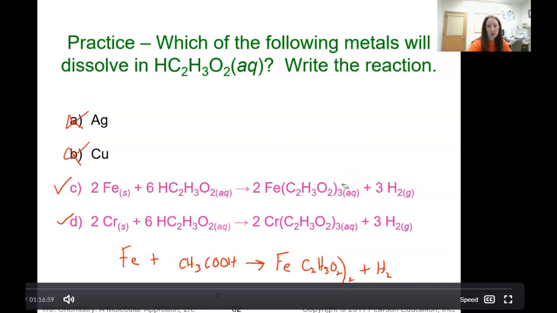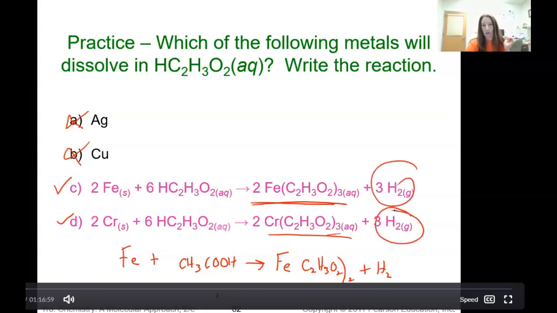And again, this is what happens when you put iron and acetic acid, right? That's the ions you get, or chromium and acetic acid, those are the ions you get, and those are all of our bubbles. Okay, so again, if it was nitric acid, all of these would dissolve.